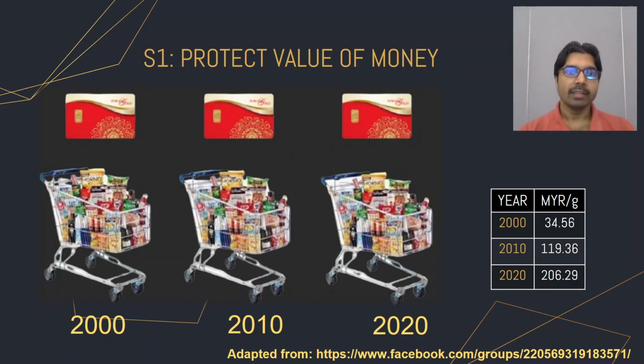If you see the picture over here, you can also see the price of the gold bar on the table. In the year 2000, 1 gram of gold is worth 34.56 ringgit. In the year 2010, the same gram of gold is worth 120 ringgit. And in the year 2020, 1 gram of gold is worth 207 ringgit.